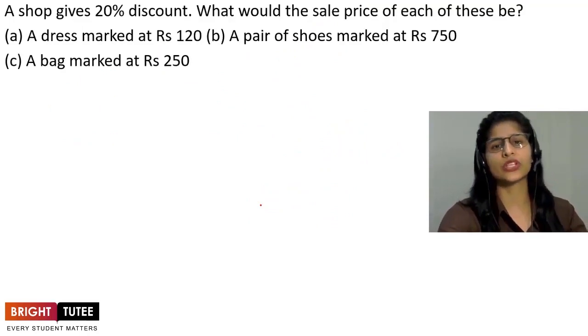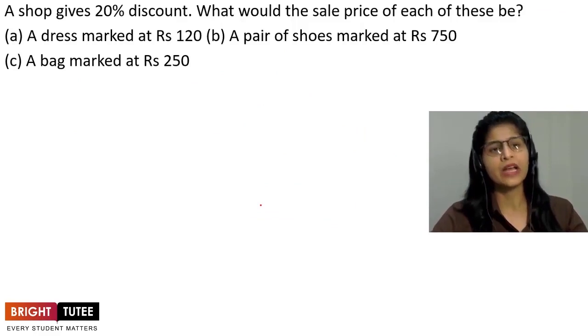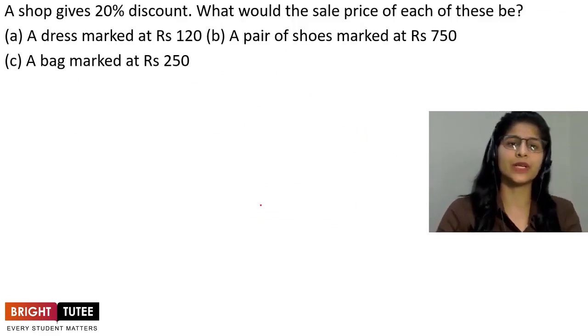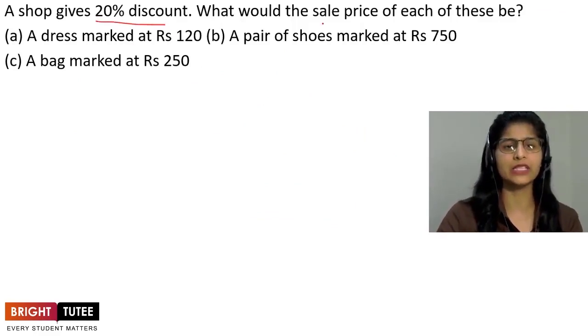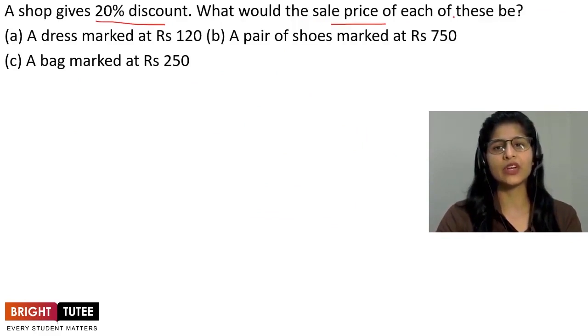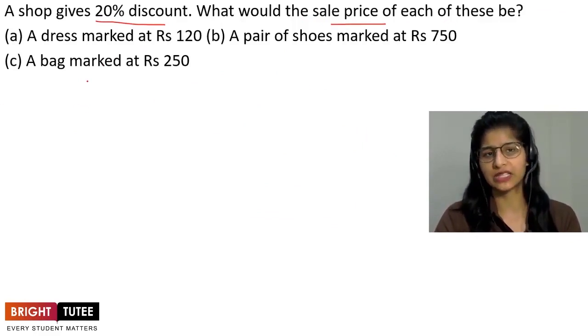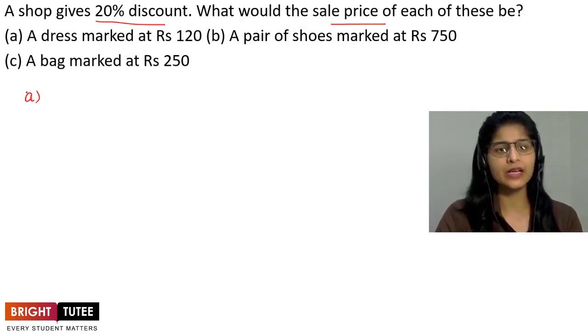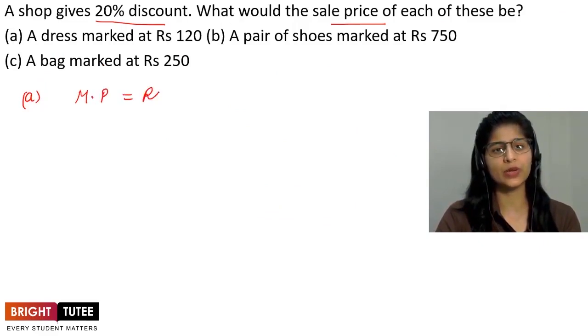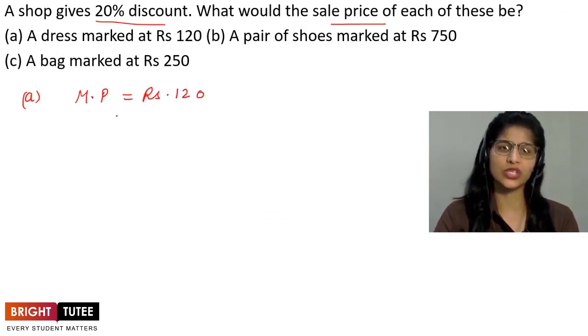Here is one more question where we have been given 20% discount. A shop gives 20% discount. So keep this in mind. What would be the sale price of each of these? So let's have a clearer idea by solving these three parts. In the first part, we are asked about a dress marked at rupees 120. So the marked price is rupees 120 in question number 1, the A part.